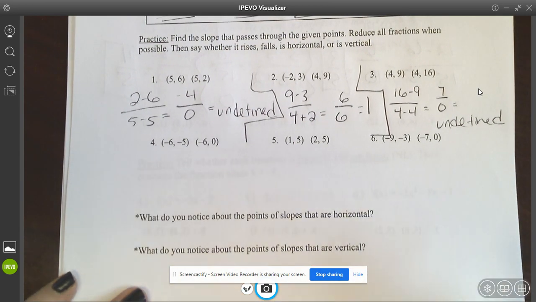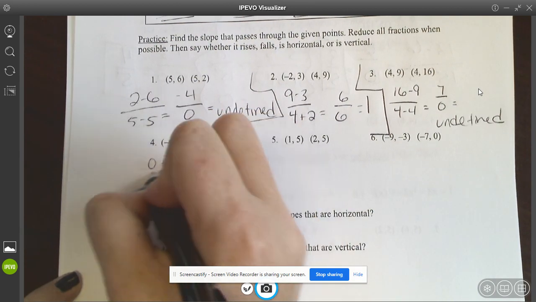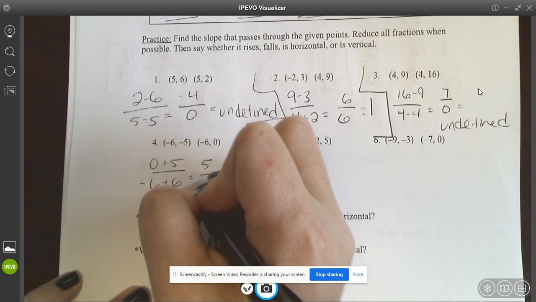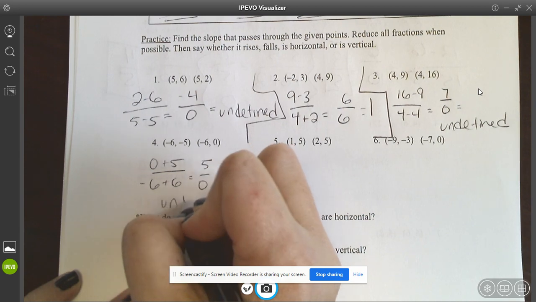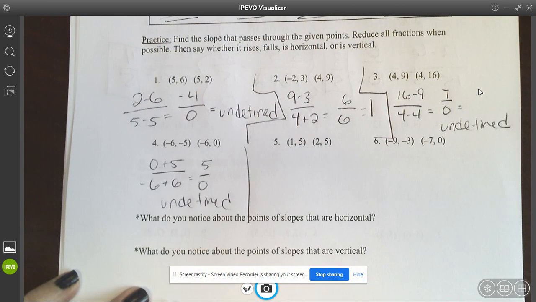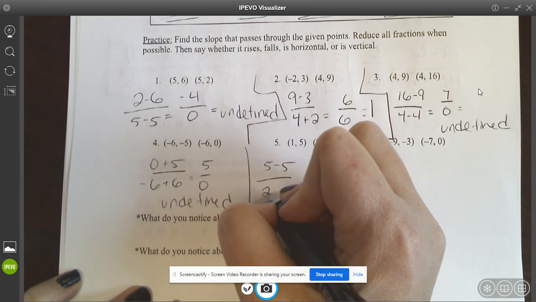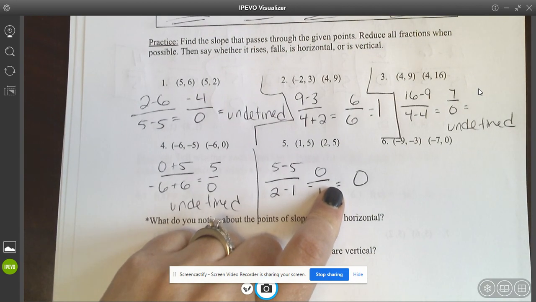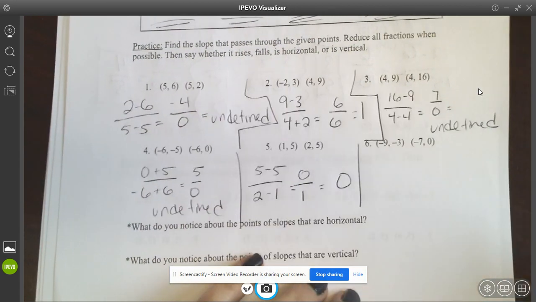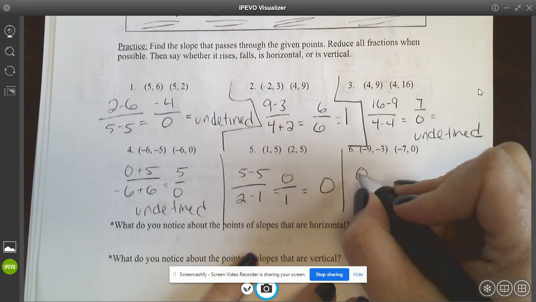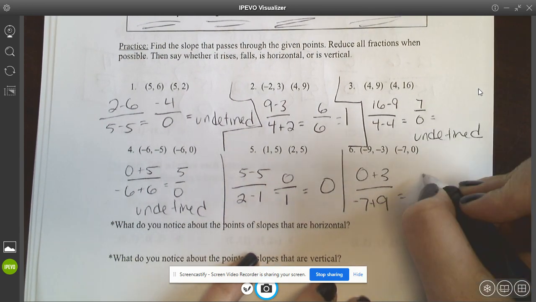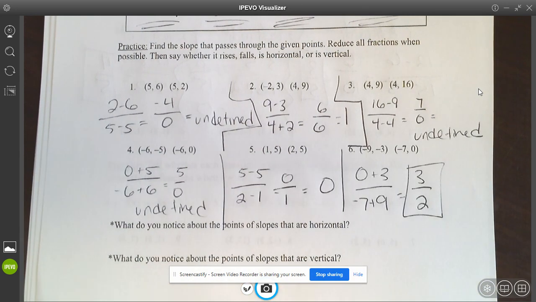So why don't we try these? Oh, I don't know why so many of these are undefined. So this one you got undefined again. For 5, you should have got the 0 in the numerator. So 0 in the numerator is 0. So this is the horizontal line. And then 6 is a good one to watch your negative. So 0 minus minus. So this is really plus. And then -7 minus minus. So this is plus. So you get 3/2. So remember, if it's a double negative, you can make it a positive.